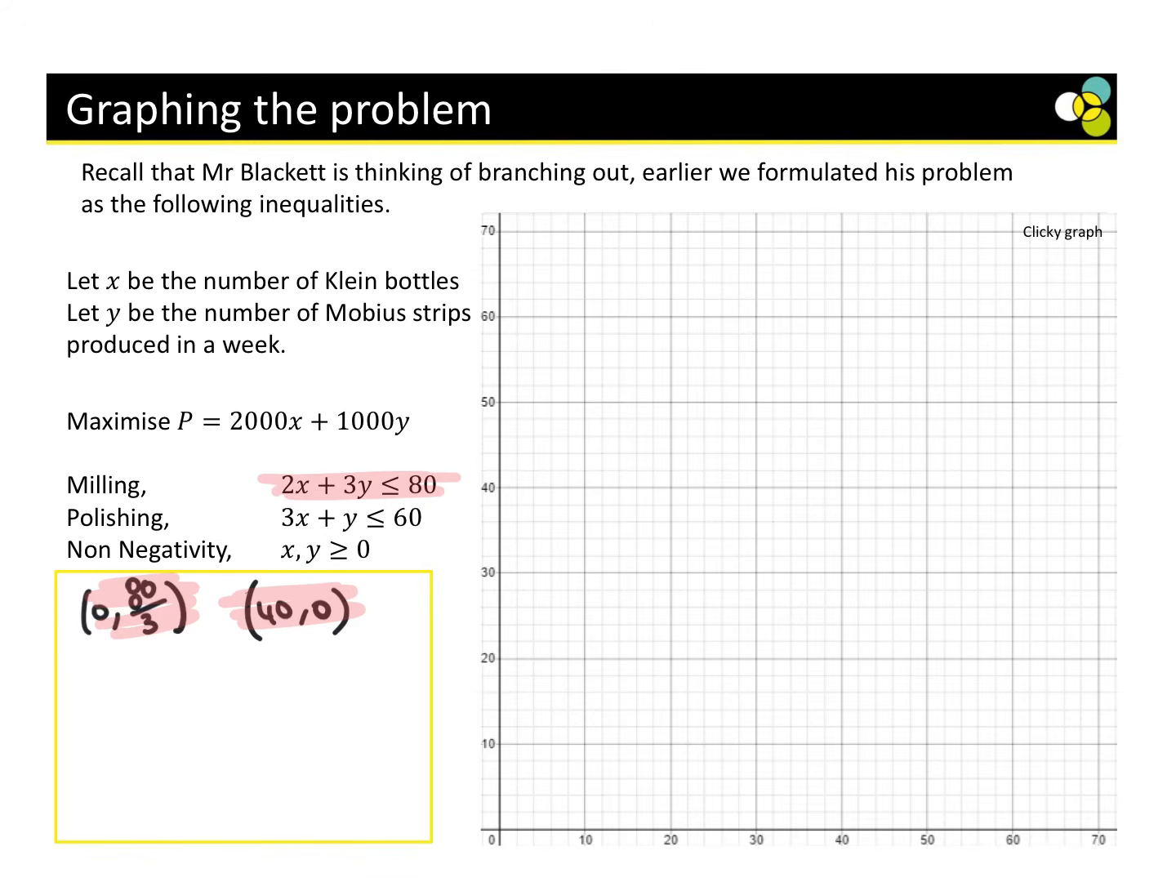Right, (0, 80/3) is roughly here, 27 point something. (40, 0) is here. Is everyone happy with these coordinates? And everyone knows it's x before y, right? Okay, great. Now, the most important thing we need, did anyone know? A ruler. Why do we need a ruler? To draw a straight line, absolutely.